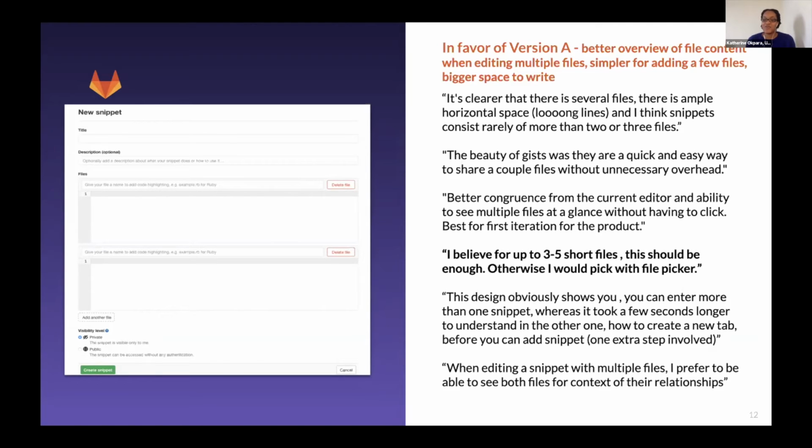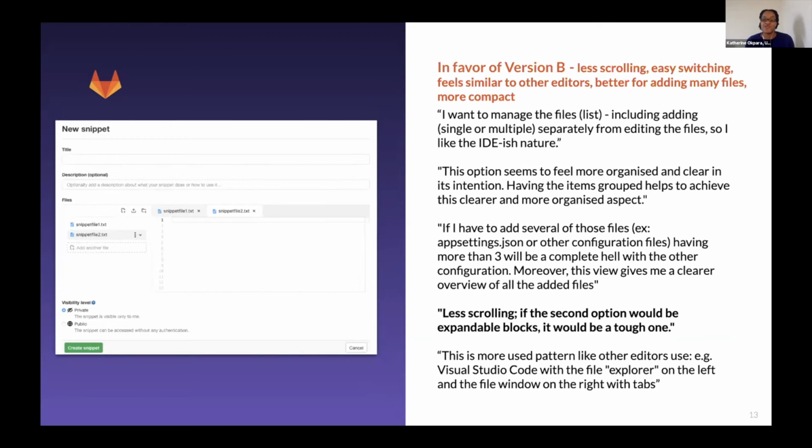It might be good if I have just 3 to 5 files on this page, but if I have more than that, it might become a bit unruly and I need the other option. And similarly, for version B, concerns were mainly around having less scrolling, making it easier to switch, and that it also felt similar to other editors, such as Visual Studio Code. And it might be better for adding a lot of files. So those are some of the quotes there.